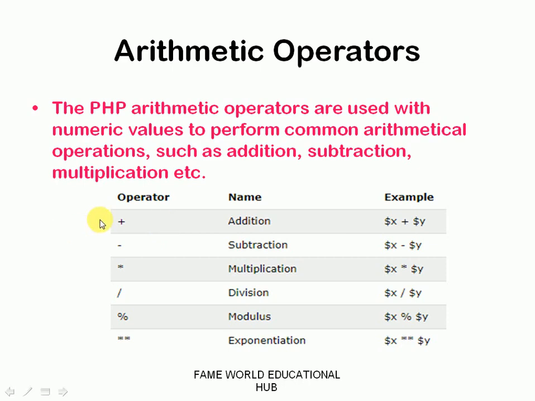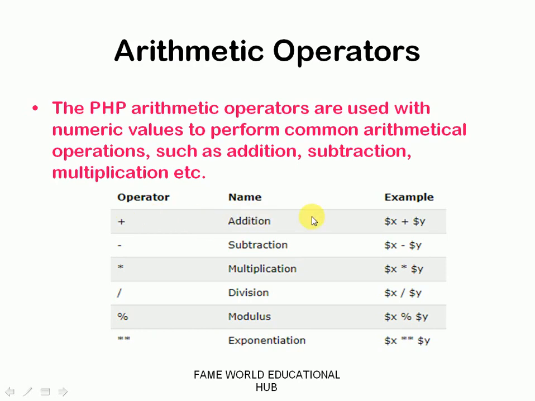So, these are the arithmetic operators. Plus for addition, minus for subtraction. This asterisk sign is used for multiplication or product. This slash is used for division. This percentage sign is used for modulus, and these double asterisks are used for exponentiation. Don't worry, I am going to explain these things in detail.